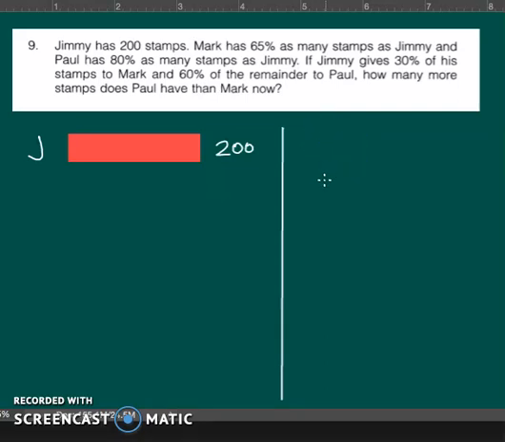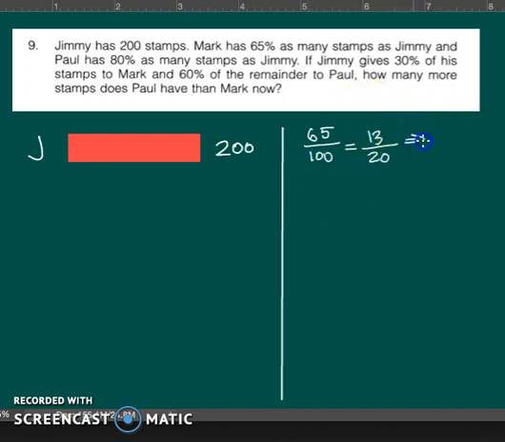All right, let's take this question step by step. So Jimmy had 200 stamps. Mark has 65% as many stamps as Jimmy. So what is 65% of 200? You can say 65 over 100, which simplifies to 13 over 20.